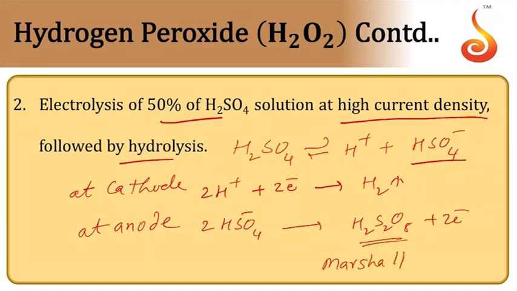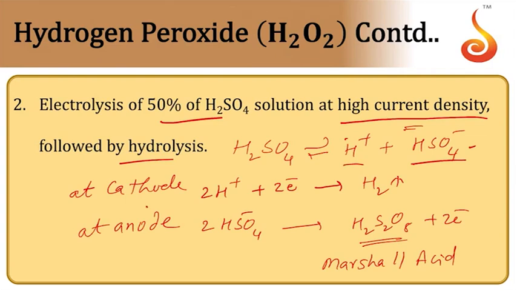Marshall acid, also known as per-disulfuric acid. Take a 50% H2SO4 solution, high current density followed by electrolysis. First of all, the ionization step. We have H plus ions and bisulfate anions here.